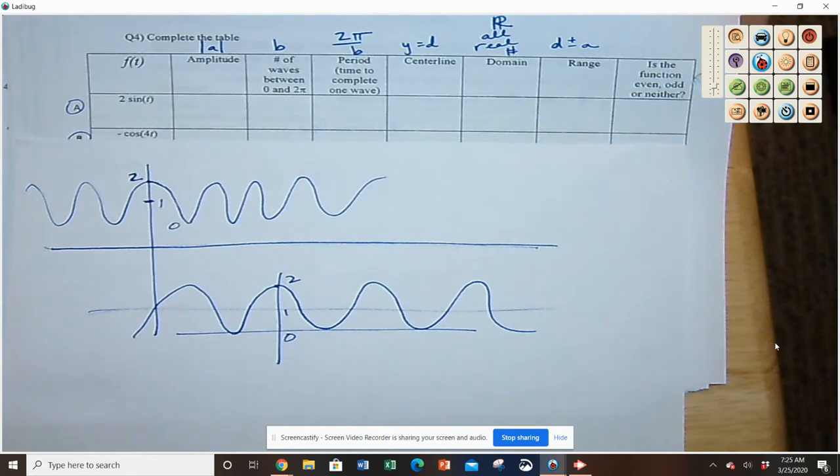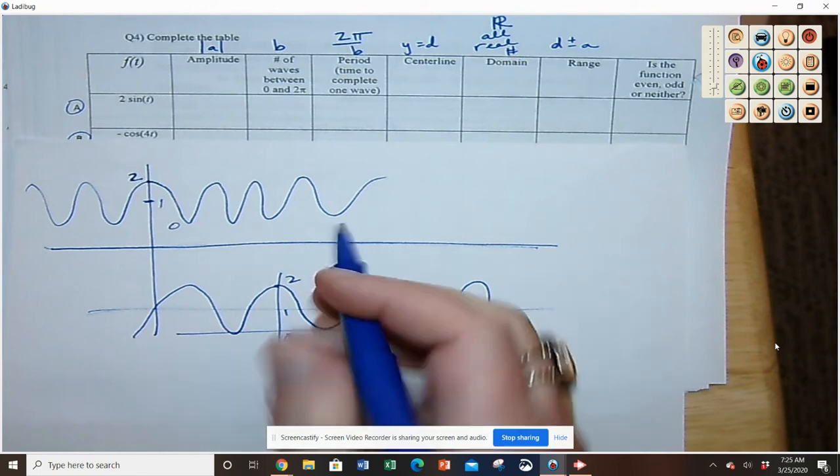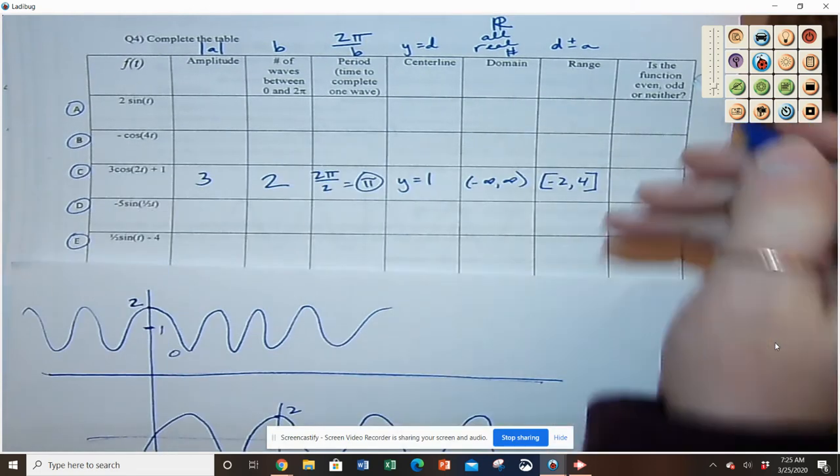That's not the point. These even, odd, and neither questions aren't necessarily looking for perfection. They're looking for you to think. And now, by the definition of an even graph, it is graph symmetric to the y-axis. That's the point. And yes, it is. So this one is even.